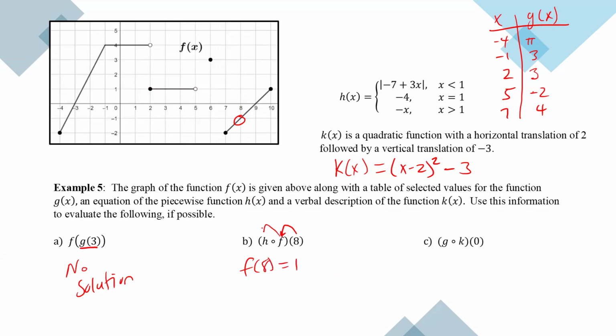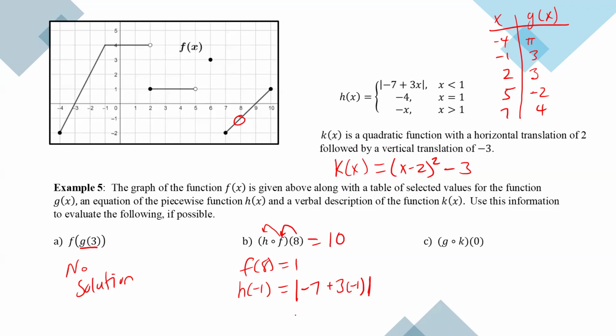Now I'm going to take that and plug it into h. So h of -1. Now you're using a piecewise equation. Using a piecewise equation, you have to pay attention to your inequalities. Which line of the piecewise am I using? Why the first one? Exactly, because -1 is less than 1. So I'm using the first equation to evaluate -1. Does that make sense? So we have the absolute value of -7 plus 3 times -1. And what does that equal? +10. So my final answer is 10.